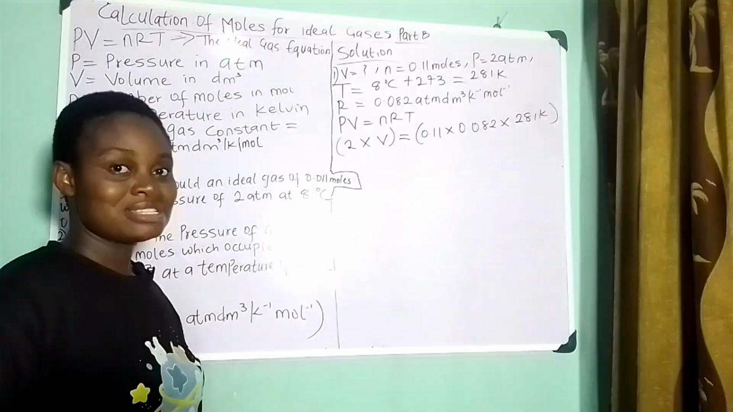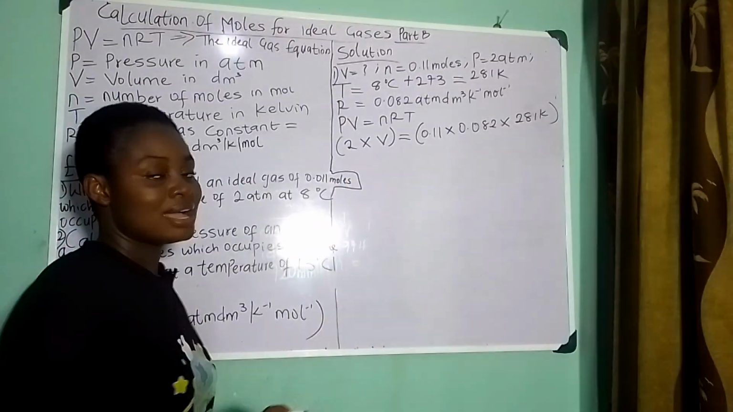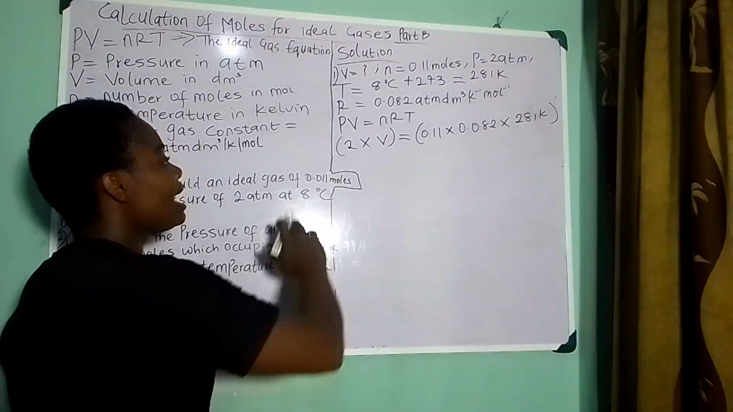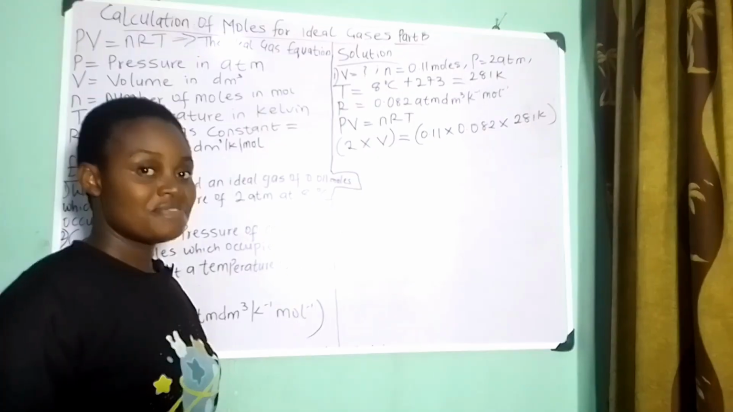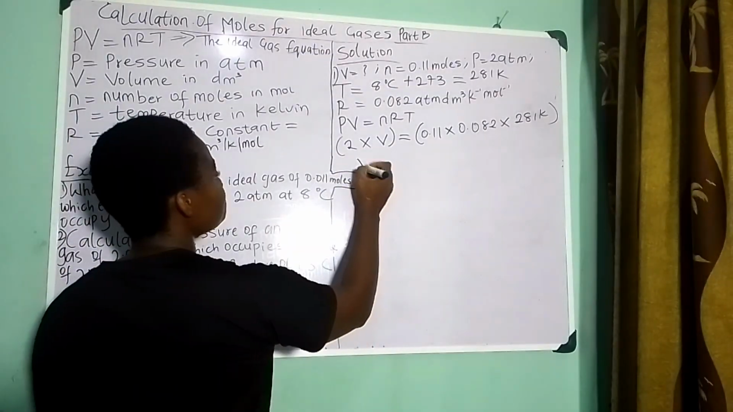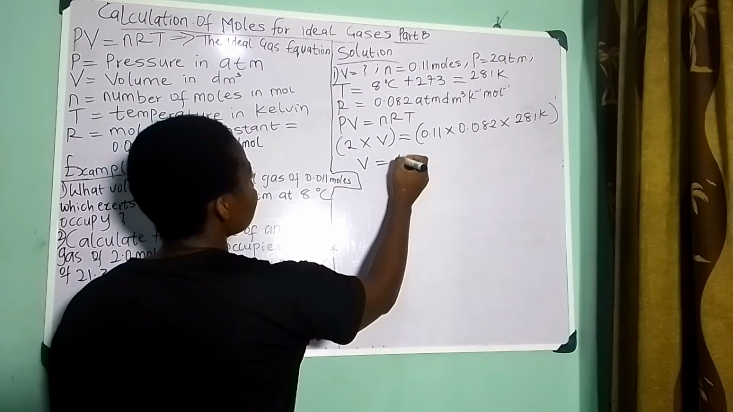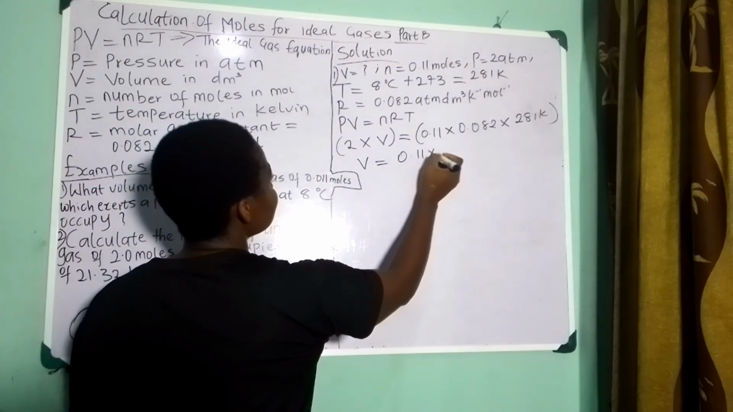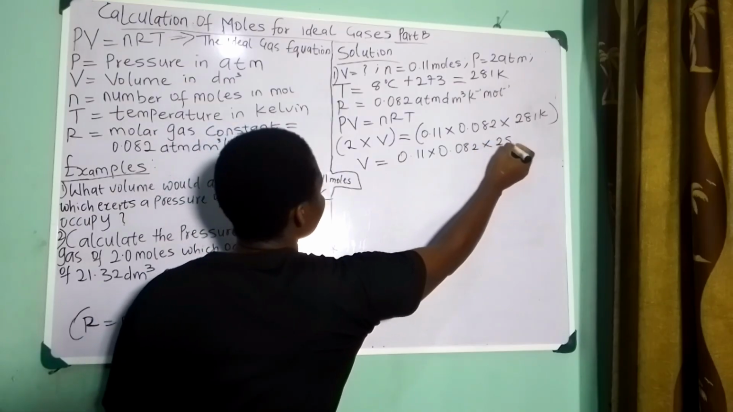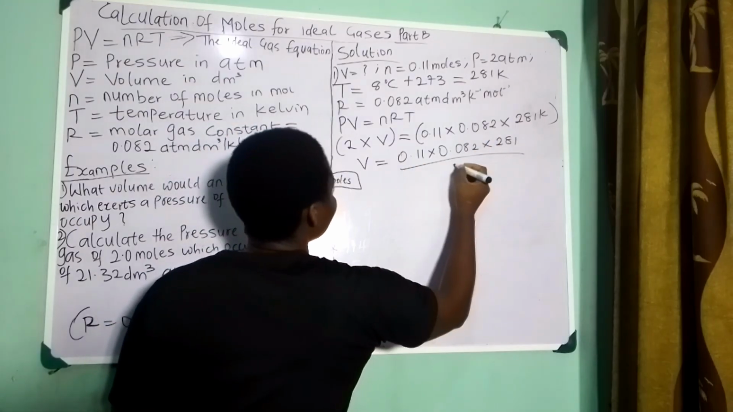Beautiful. What do we do here? You make V the subject of the formula. This is the one we are calculating. How do you make it the subject of the formula? Divide every other thing by the coefficient of V, which is 2. So we now say V equals 0.11 times 0.082 times 281 divided by 2.